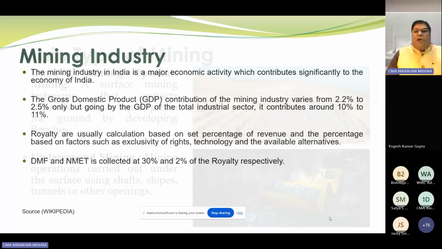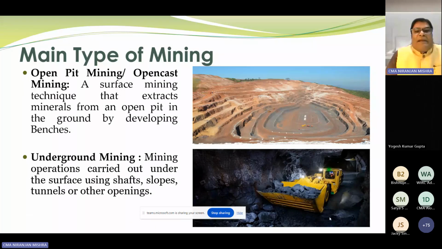Now coming to mining, there are two types of mining. One is open pit mining, or we can say open cast mining. The first picture is the real view of an iron ore mine, which is open cast, and the second picture is an example of an underground chromite mine. First of all, this is the surface mining technique that extracts minerals from an open pit in the ground by developing benches.